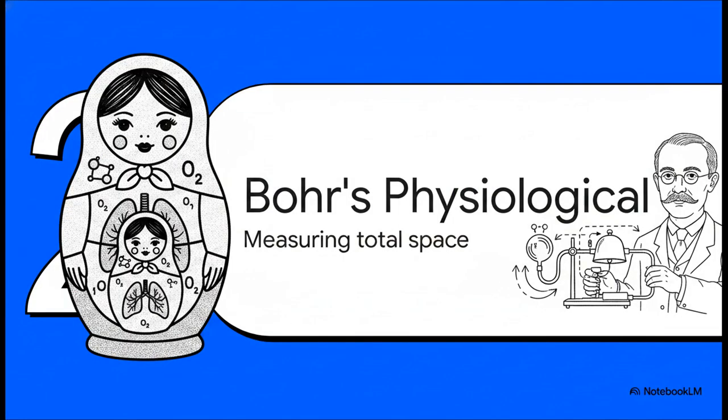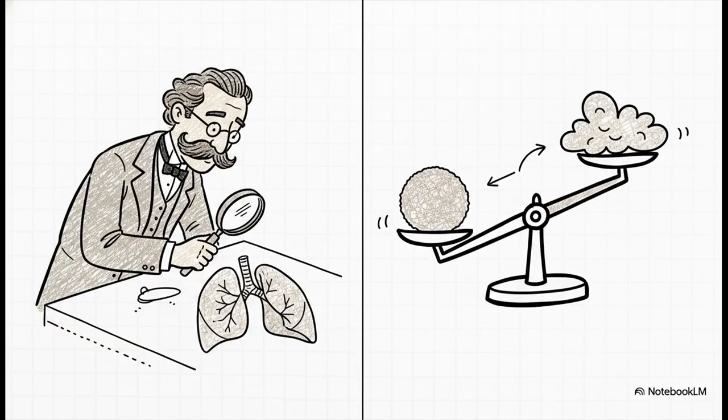Moving to Section 2, Bohr and physiological space. Time to look at our largest Matryoshka doll, the total physiological dead space, and the guy who first tried to quantify it. Let's rewind way back to 1891. A physiologist named Christian Bohr published a paper on lung respiration. Now, fun fact, Bohr actually wanted to determine alveolar CO2, and he was basing his anatomical dead space estimates on the measured volume of conducting airways in cadavers.